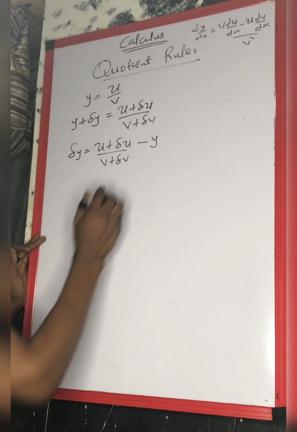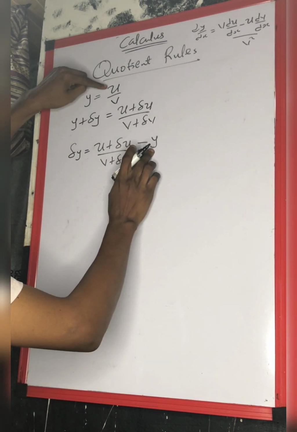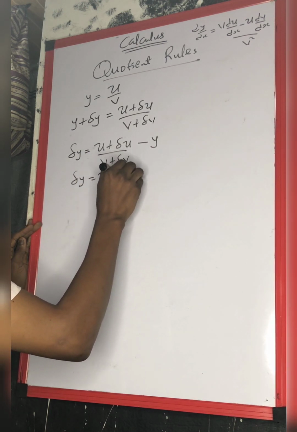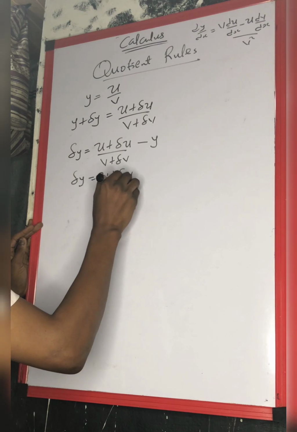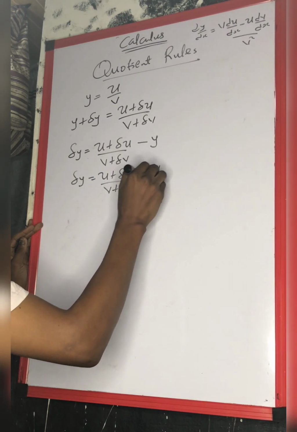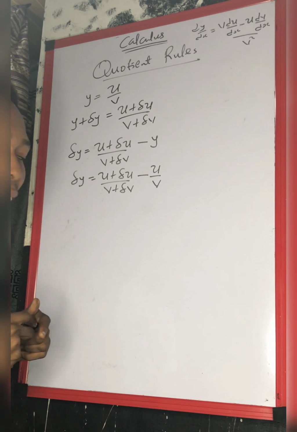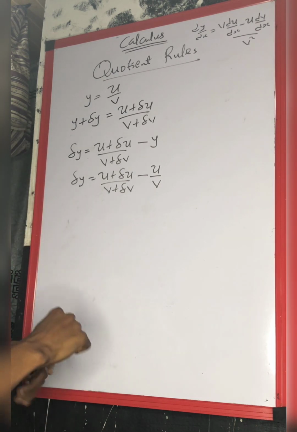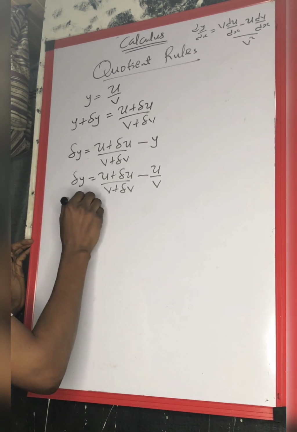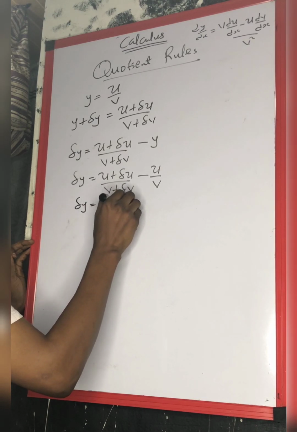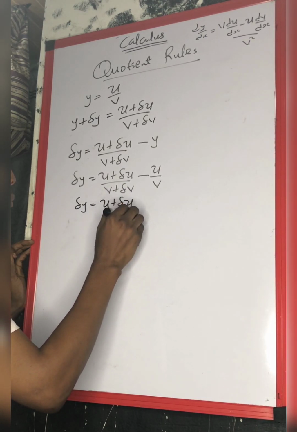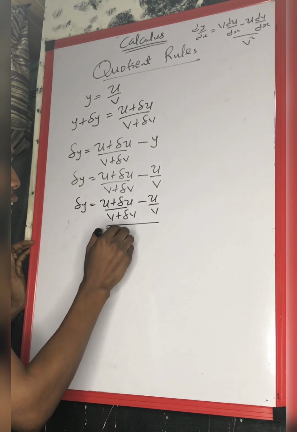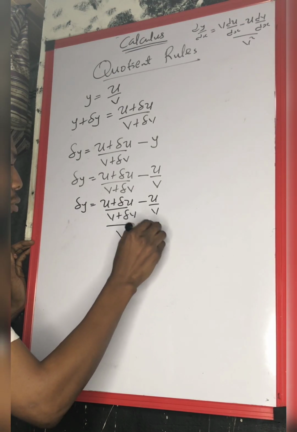Then minus y. This time around, our y is written as u over v. So we have change in y equals u plus change in u over v plus change in v, then minus u over v. What do you do here mathematically? Take the LCM. By taking the LCM, our LCM is written as v bracket v plus change in v.